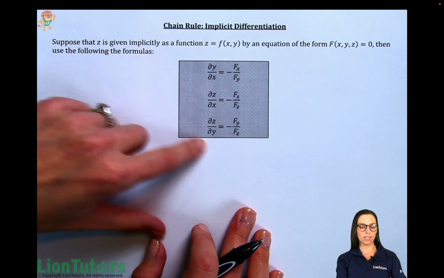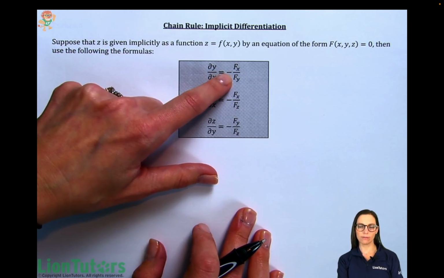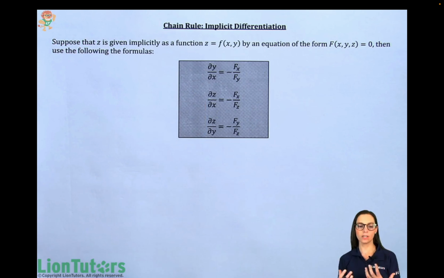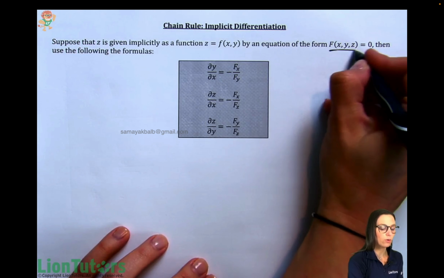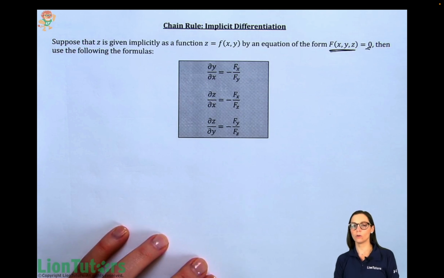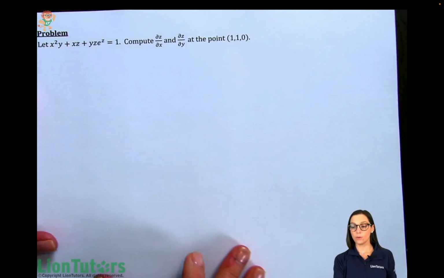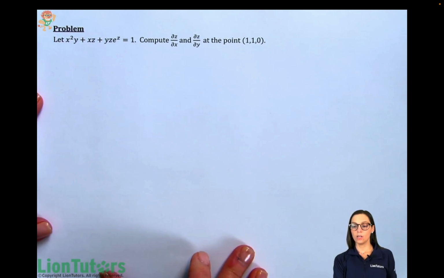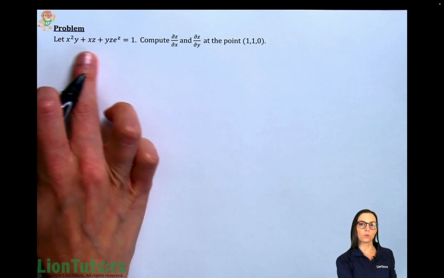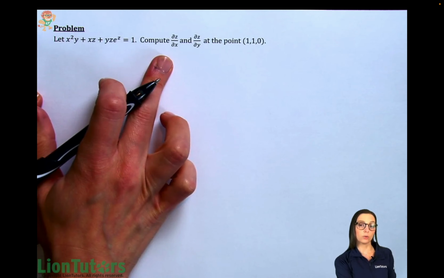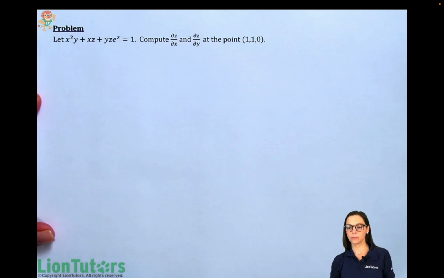The question is, in these formulas, what is this capital F? And this capital F is the function that you get when you take your implicitly defined function and get everything over to one side of the equation and put a 0 on the other side. So for example, if you have this guy here, notice we have this function where all of our x, y's, and z's are jumbled together on one side of the equation, and it wants us to compute dz dx and dz dy at a given point.